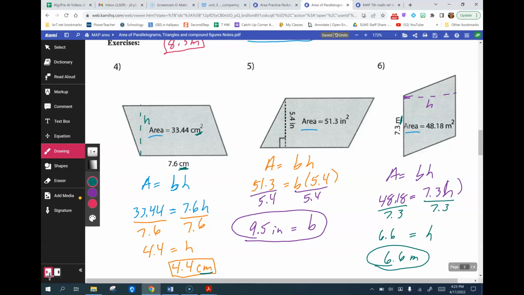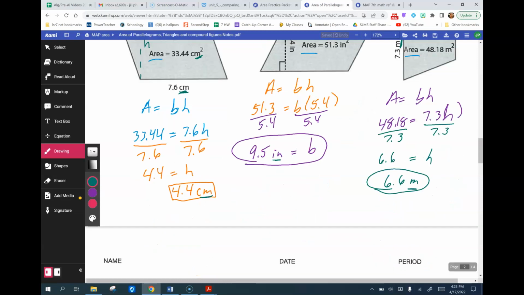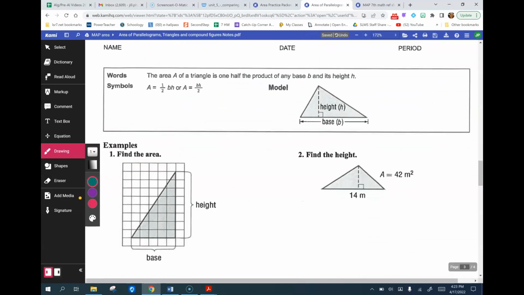And on number 6, we did not have a height. Right up here, we did not have this height. So we had to take the area, divide it by 7.3, and we got 6.6. And again, make sure that you label. Good. Okay. Now we're going to go into triangles.